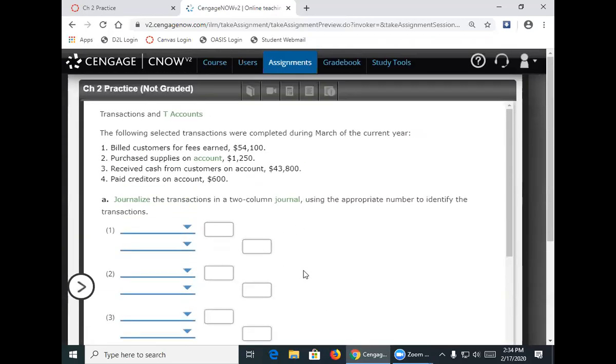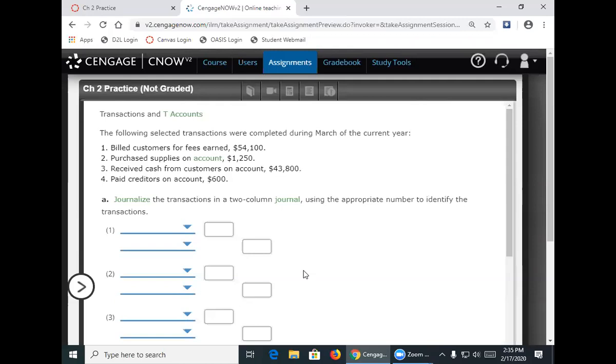On number one, we bill customers for fees earned. What accounts are being affected if we bill customers for fees earned? Accounts receivable and fees earned. Yeah, accounts receivable, and in this case, fees earned. So this is when we invoice customers. They're not paying us today, so we're going to put that in accounts receivable. But we did perform services, so we're going to deal with fees earned.